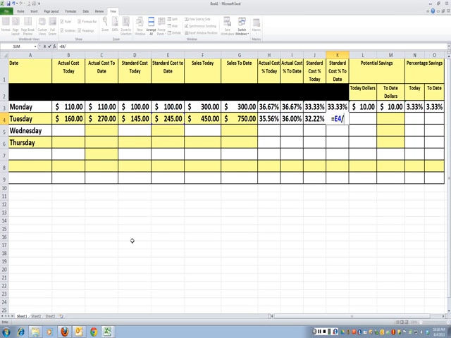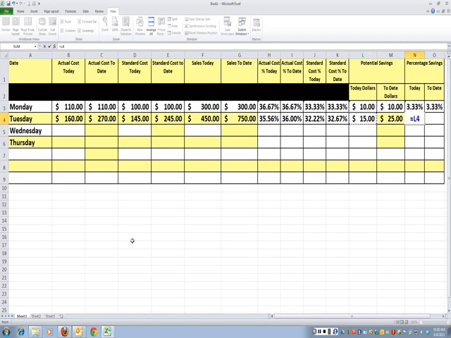And then we're going to look at our standard cost to date. Our potential savings for today was our 160 less the standard cost of 145, so we're at about 15. And overall, over these last 2 days, this week we should have saved $25 so far to this point.